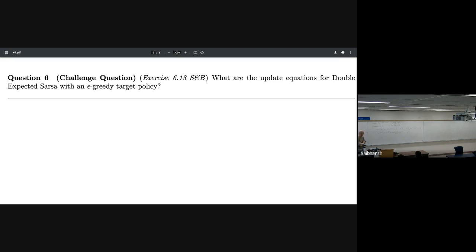So then the question is, OK, if you want to generalize this to expected SARSA, what do you change? We're going to have two of these action value functions, Q_t^i. Both of them are mapping from state-actions to reals.